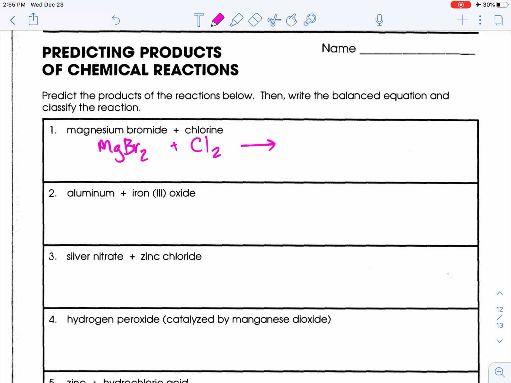And just to make sure, I'm going to take a look on reference table J, and I'm going to see that chlorine is higher than bromine. So chlorine is higher than bromine, which means it kicks it out. So now I've got magnesium with chlorine, which, because bromine and chlorine are in the same group, they're going to have the same oxidation state, so it's going to crisscross the same way. And then bromine itself gets kicked out, and it is also diatomic. Now, do I need to balance? One magnesium both sides, two bromines both sides, two chlorines both sides.